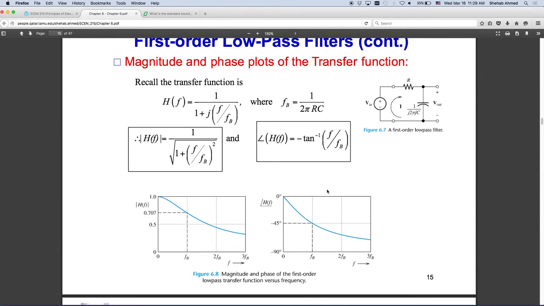No, the break frequency is only a single number. Remember, FB is 1 over 2 pi RC. R and C are something that you select and build. This is what you build your circuit with. So you select and build the circuit, so you only have one FB for any circuit you design.